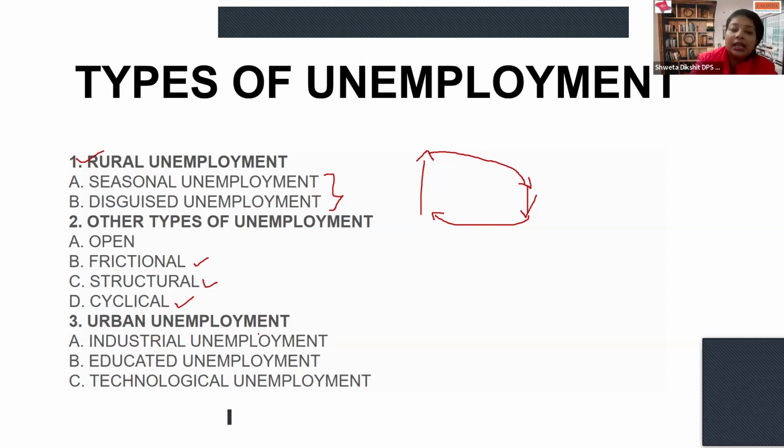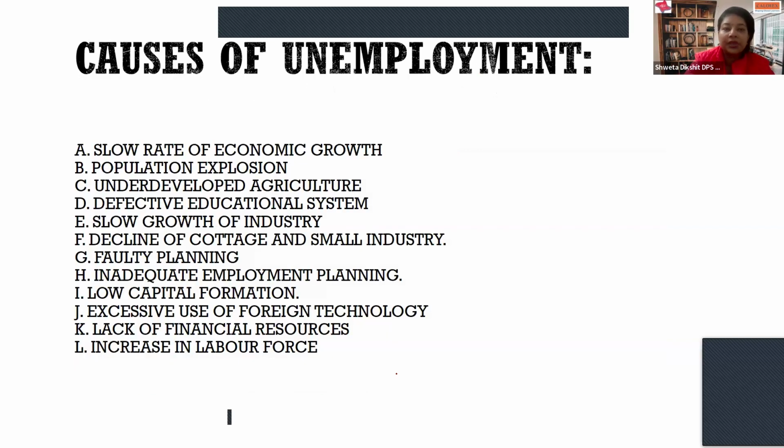Then comes urban unemployment, especially found in the urban areas, that is industrial unemployment, caused by the opening and shutting down of industries. Educated unemployment means a person is educated and skilled and is not getting a job matching the qualification. Technological unemployment is because of the advancement in technology. A person working on a typewriter who is very skilled, but suddenly has to work with computers and laptops, will definitely take some time to upgrade. Such a condition is known as technological unemployment.